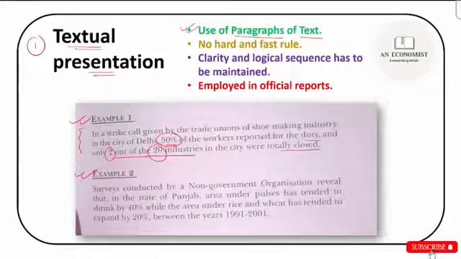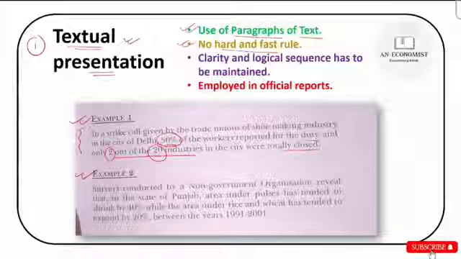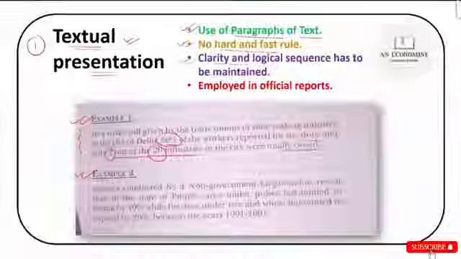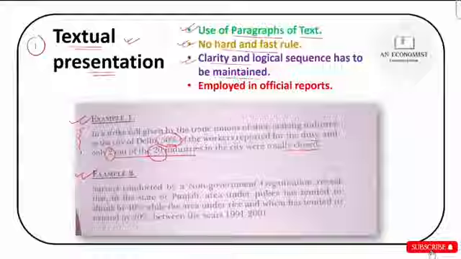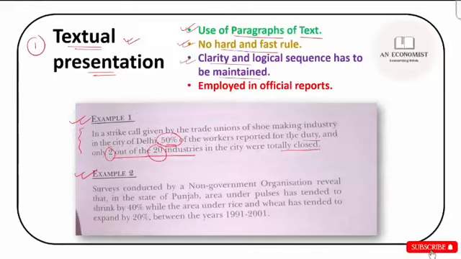So this is what is called the textual presentation, where you give the data within the text itself, right? And there is no hard and fast rule for this method, but the clarity and the logical sequence has to be maintained. It's not that you are writing haphazardly something and no one is able to understand anything, right? This cannot be the case. You have to write everything logically and with utmost clarity so that it becomes comprehensible to everyone. And this sort of method is often employed in the official reports. If you find government reports, you will see that data is often presented in this textual format in the form of a paragraph. Let's see another example.